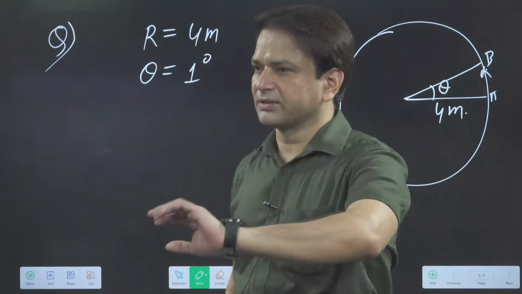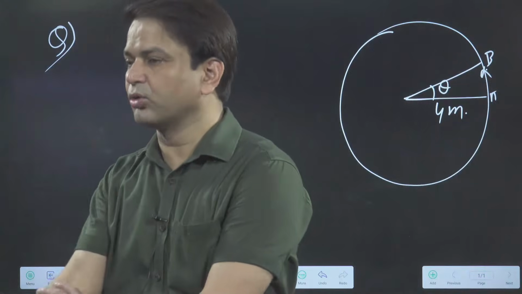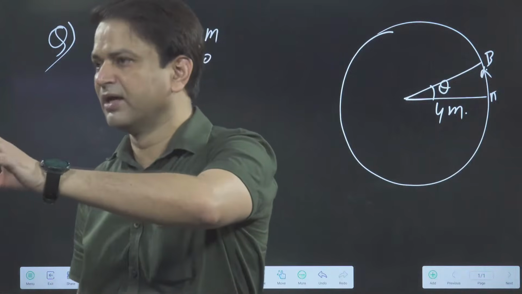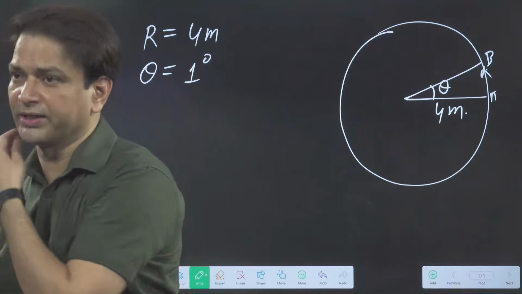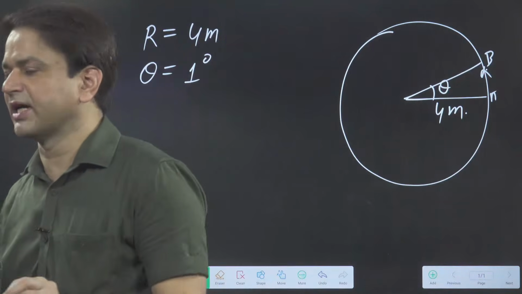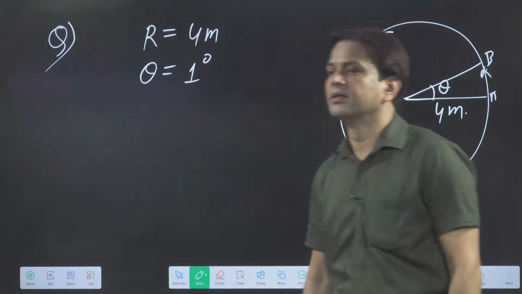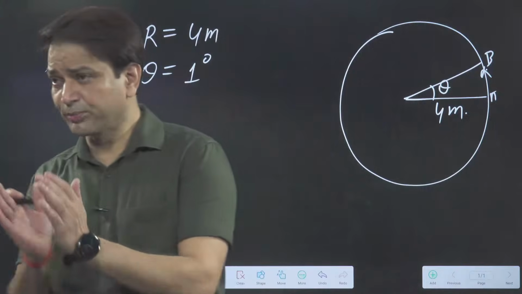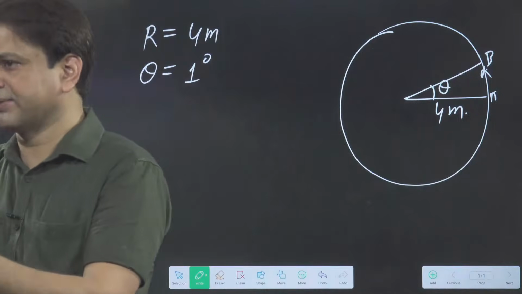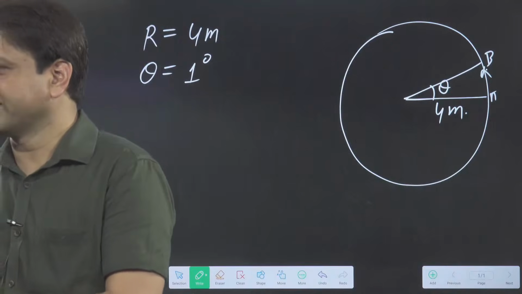Distance means path length. Path length means arc length you have to find. I am not asking the shortest distance. I am asking the distance means path length. Path length means arc AB we have to find. How much angle it is covering? Theta is equal to 1 degree. And what is the radius of the circle I gave? 4 meter. So somebody is saying the answer is 4. So basically distance means arc length. Somebody is saying pi something something.